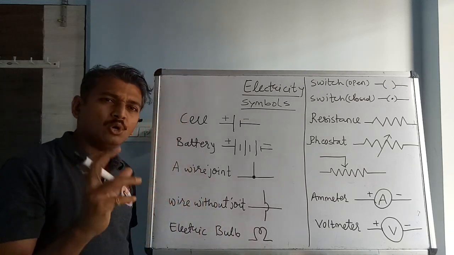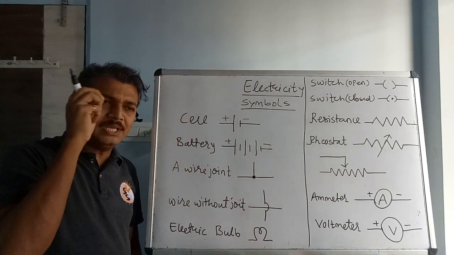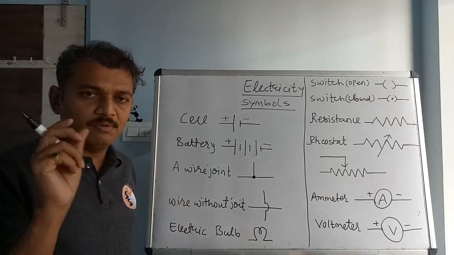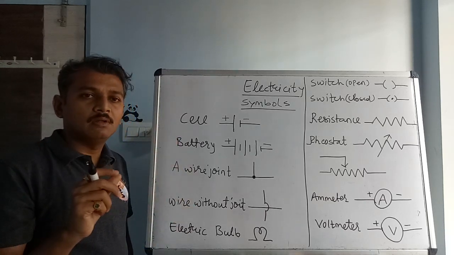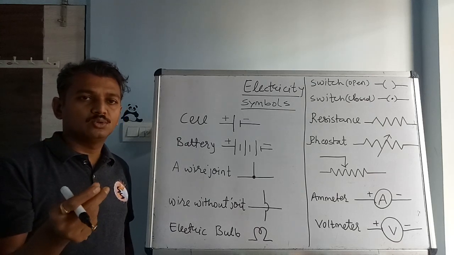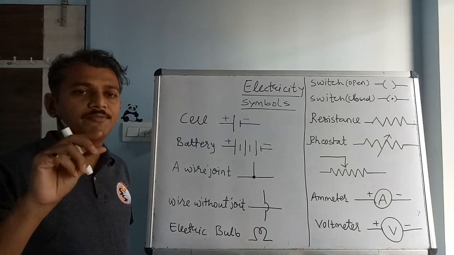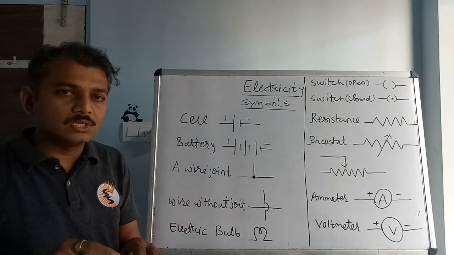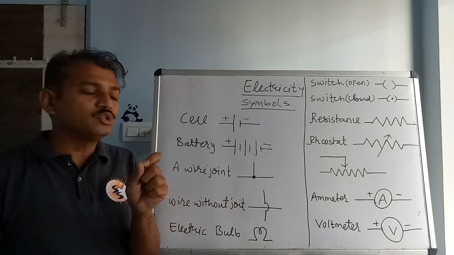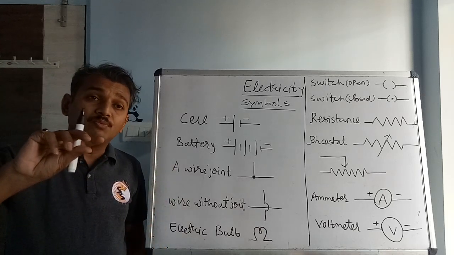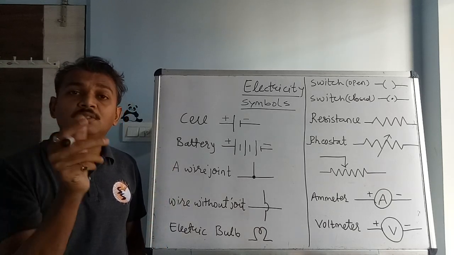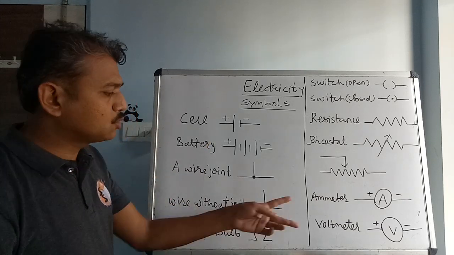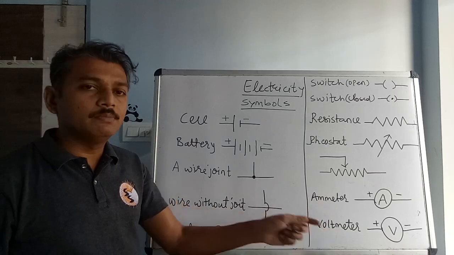Variable resistance or rheostat, a very simple example is the regulator of a fan. Everybody has a fan at home, a ceiling fan. It has a regulator. So you can understand easily that when the fan is working on 1, it means there is more resistance, less current. It means you are doing the variation in the resistance. That's why variable resistance. And the last two symbols are ammeter and voltmeter.